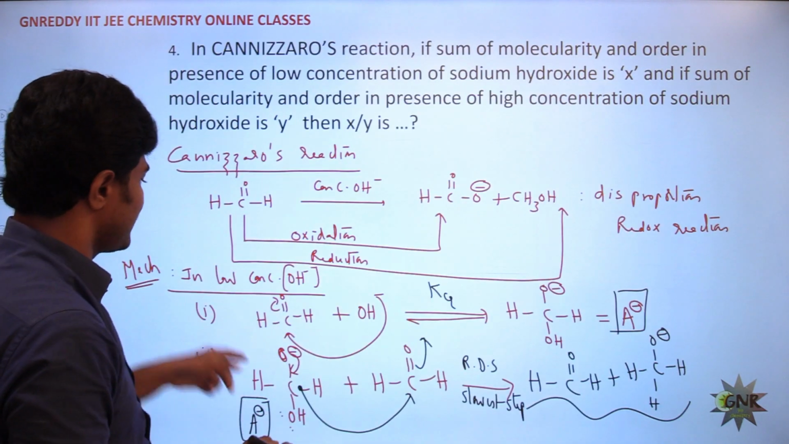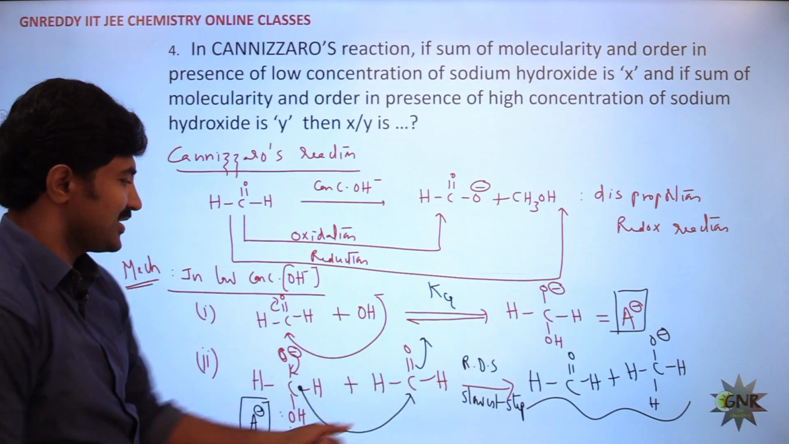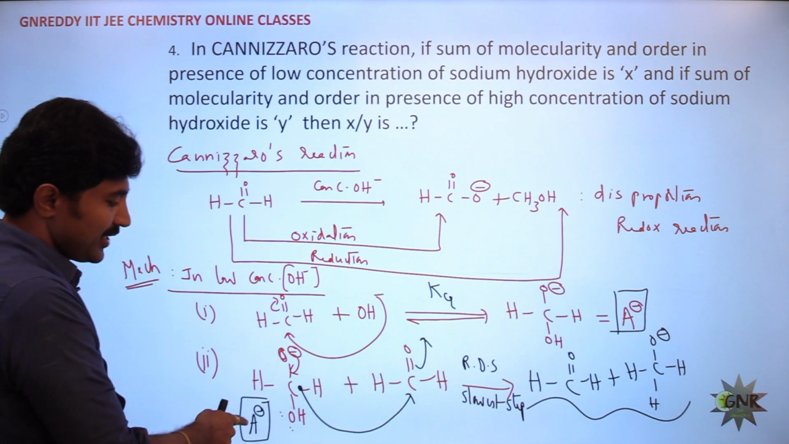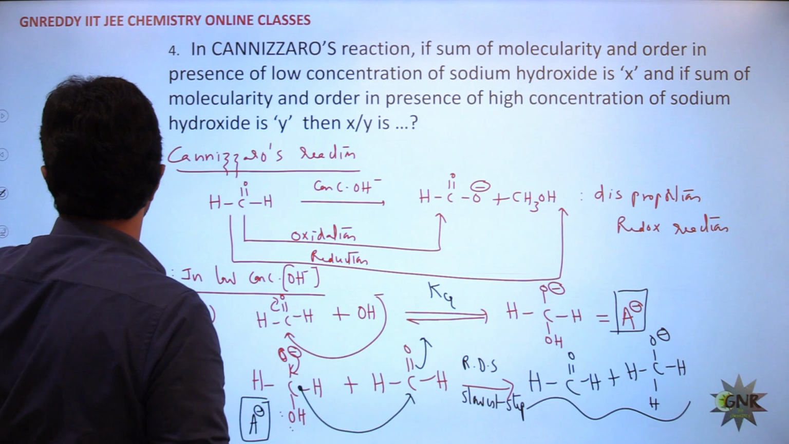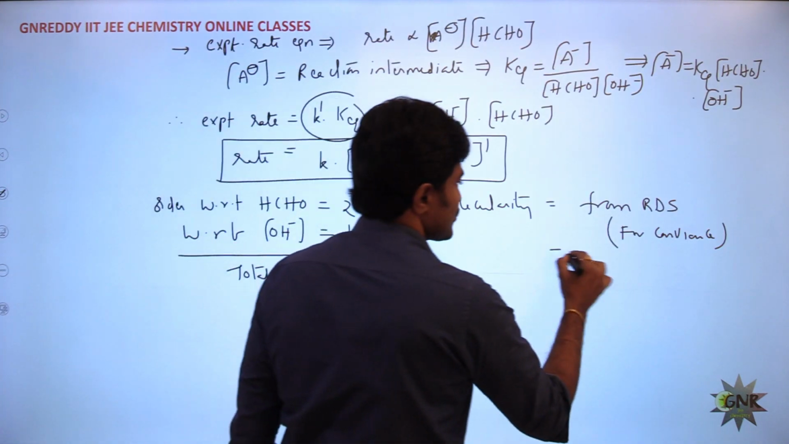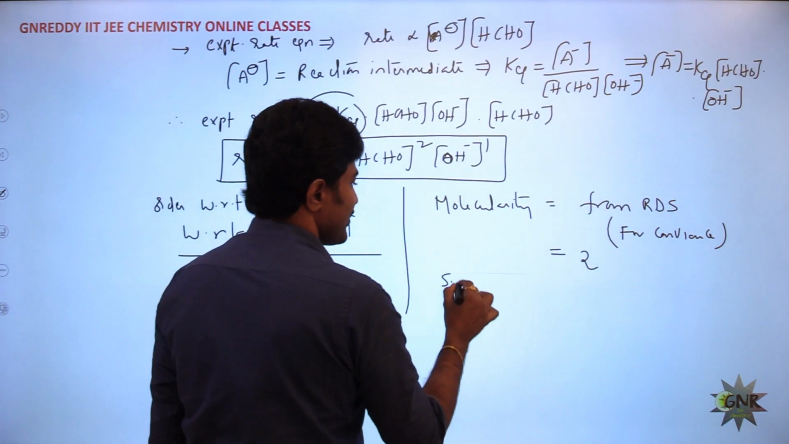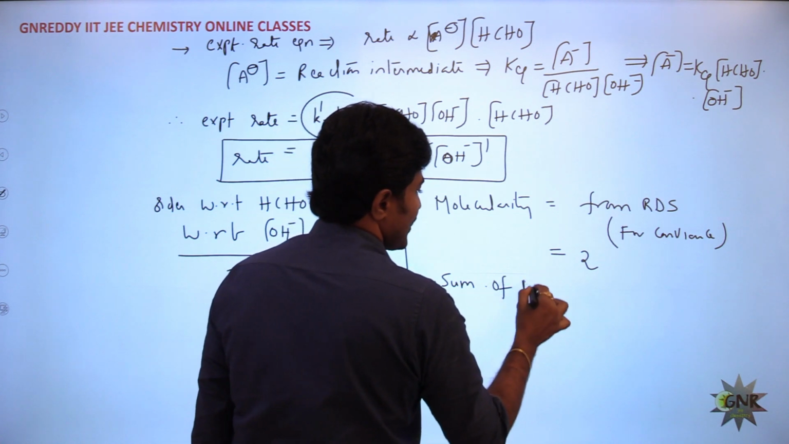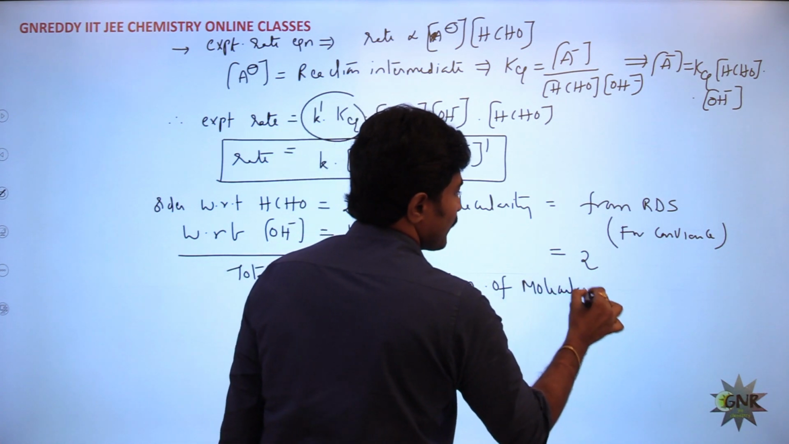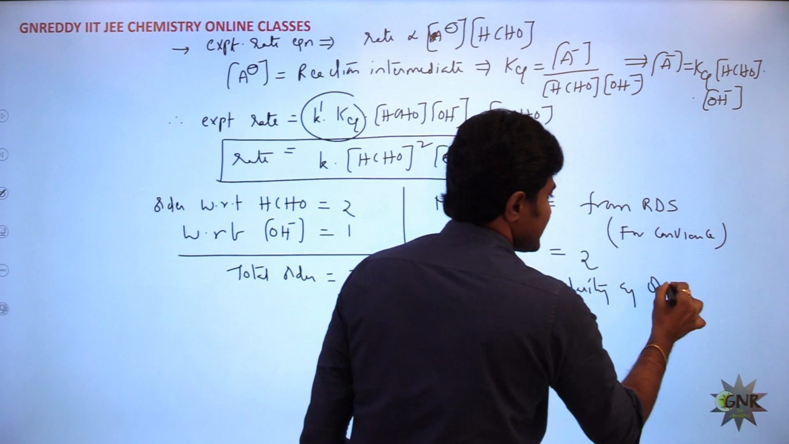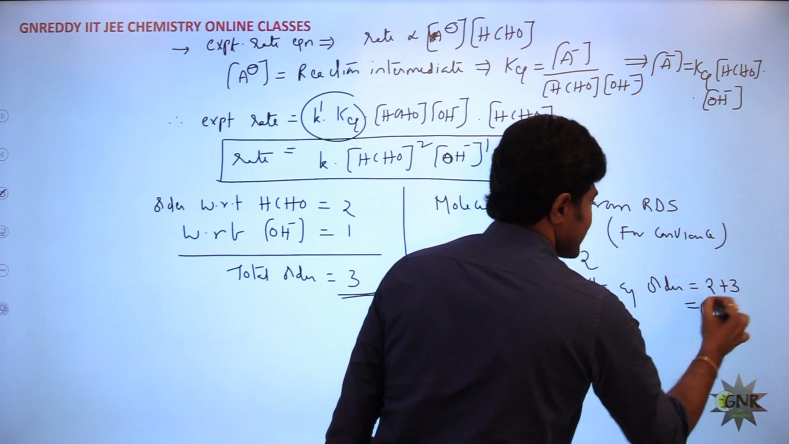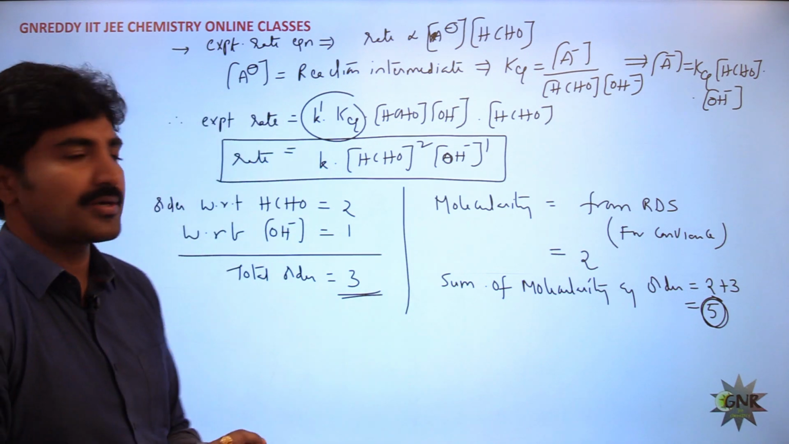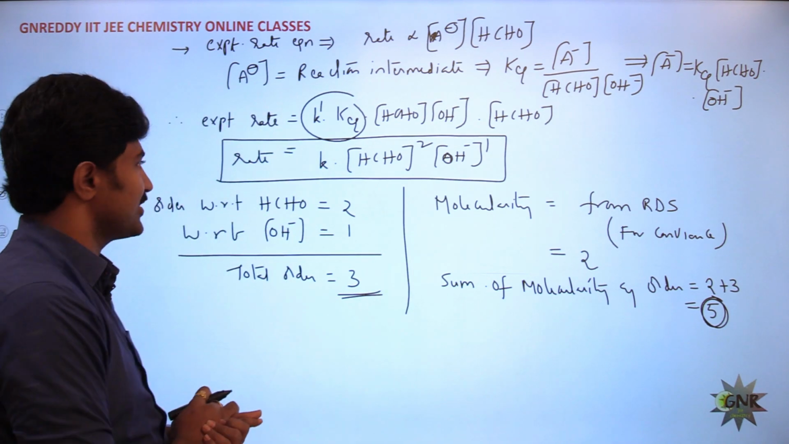If you look at this example, what is the RDS? This is the RDS. Here two species are involved. One is the intermediate anion and the second one is formaldehyde. That's why this molecularity is 2. Therefore what about this sum of molecularity and order? Molecularity and order is 2 plus 3, this is 5. So if you use a low concentration of OH minus, this is the mechanism.